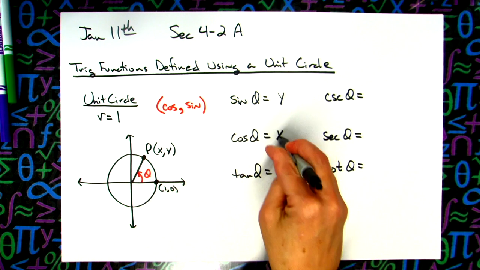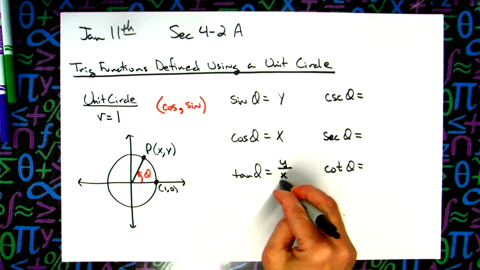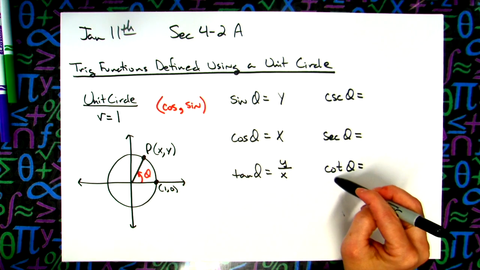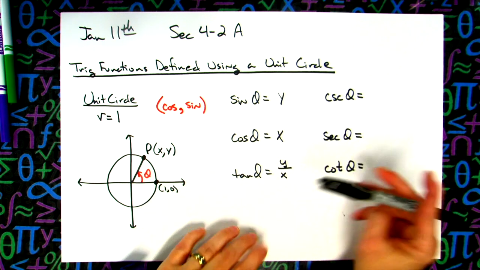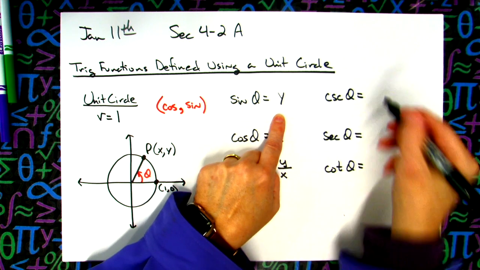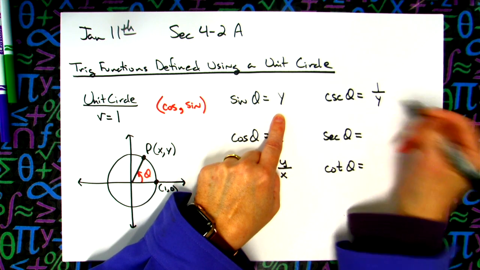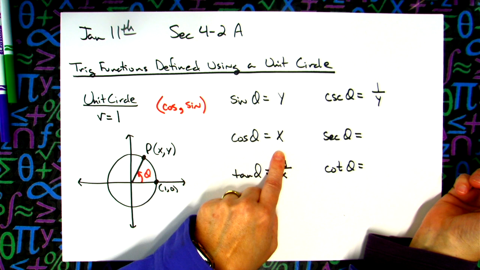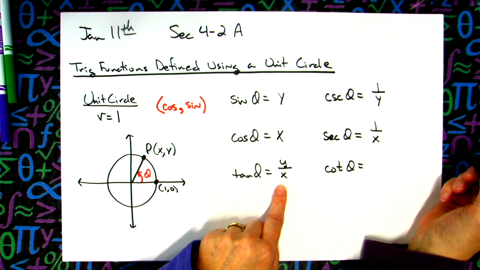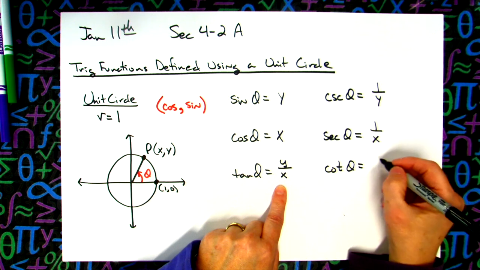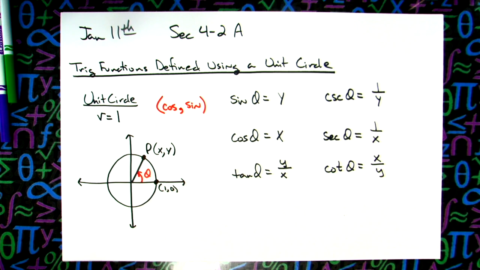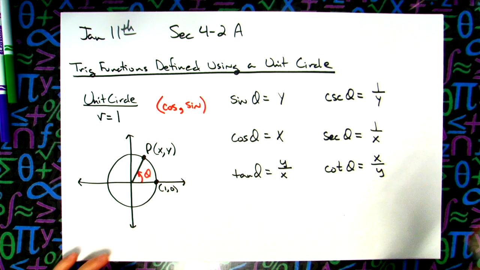order, then really you only have to memorize these three, because cosecant, secant, and cotangent are the reciprocals of these. So y is the same thing as y over 1. If I take the reciprocal, it's 1 over y. If I take the reciprocal of x, it's 1 over x. And if I take the reciprocal of tangent, I would flip that around. It would be x over y. That's your first set that you have to memorize.